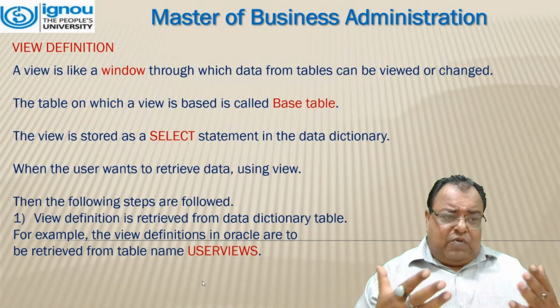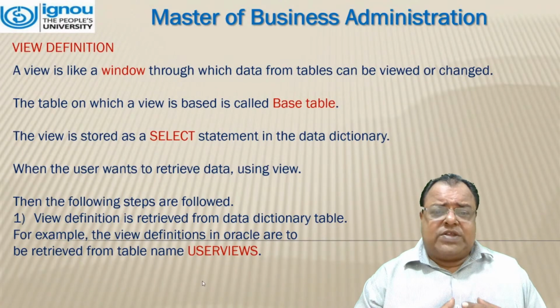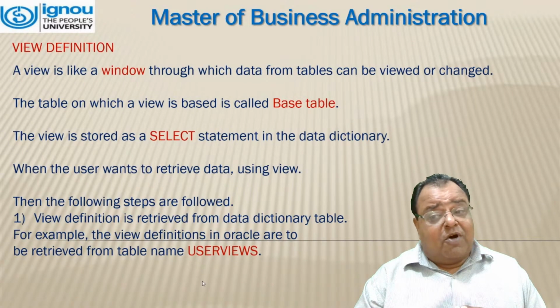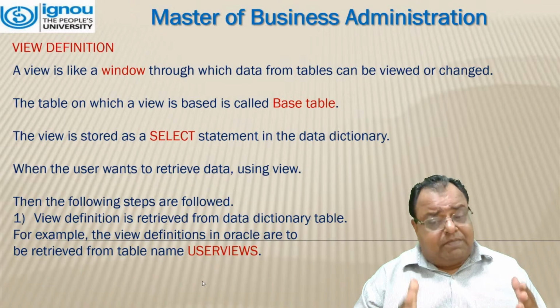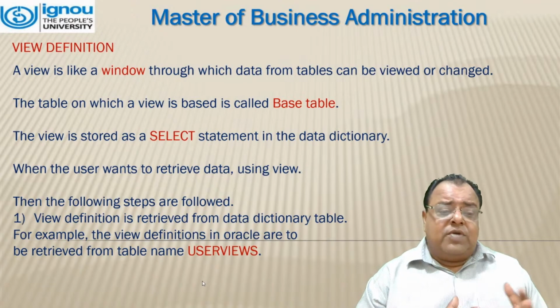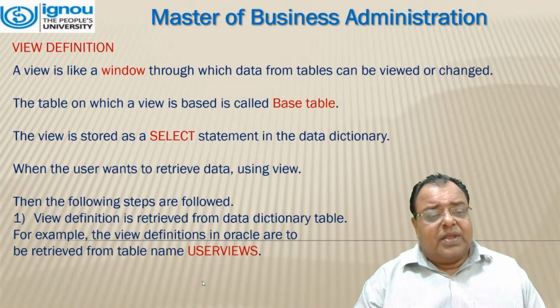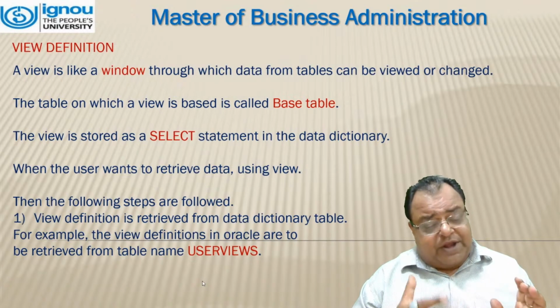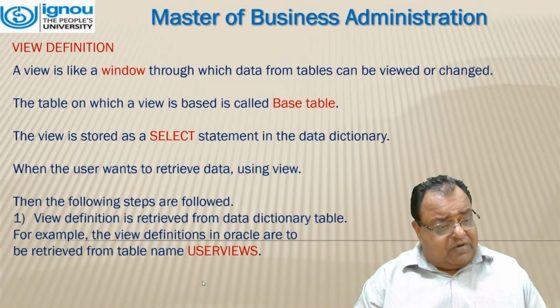Now comes view definition. A view is like a window through which data from tables can be viewed or changed. The table on which a view is based is called the base table. The view is stored as a select statement in the data dictionary. When the user wants to retrieve data using a view, the following steps are to be followed.